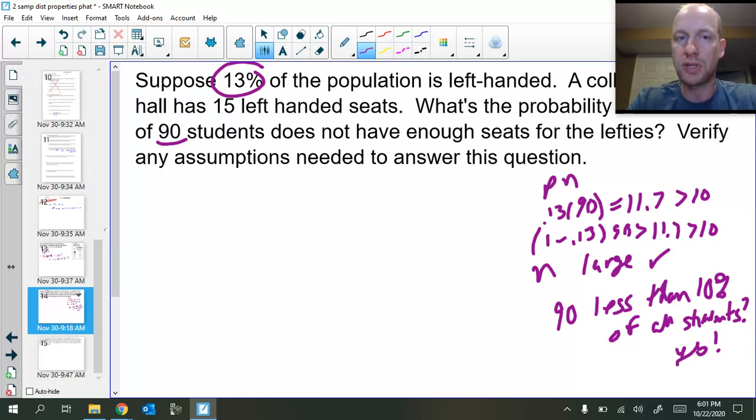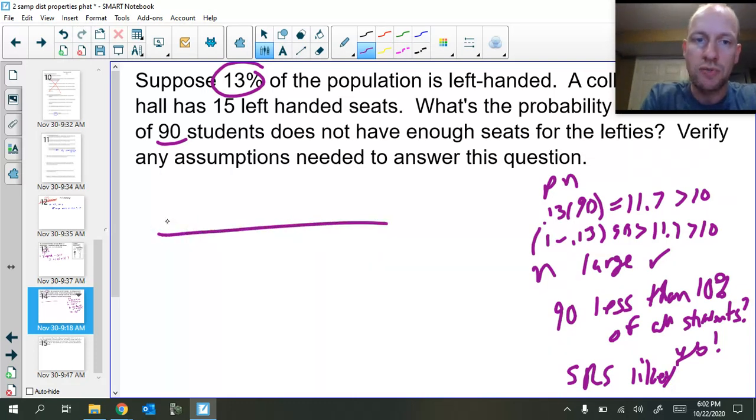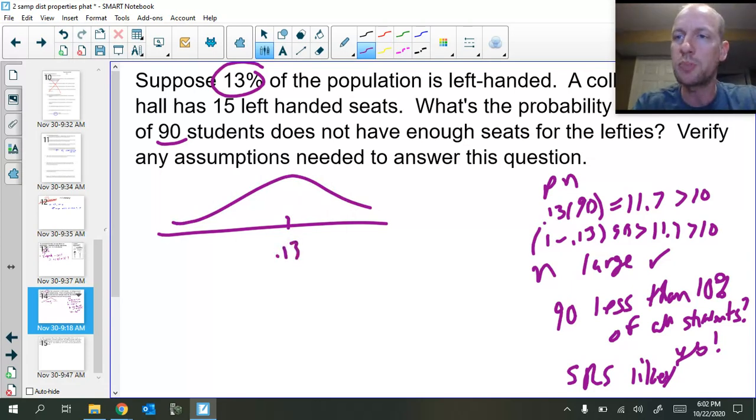It seems like we have a large enough sample. And I think it's also safe to say that this college course would count as a random sample. So you can even throw in there like SRS is likely. So as we go through and start answering the question, we now can draw a normal model because we just verified it is going to be normal. We can label the center at 0.13, and we can try to figure out where is p hat in the story.